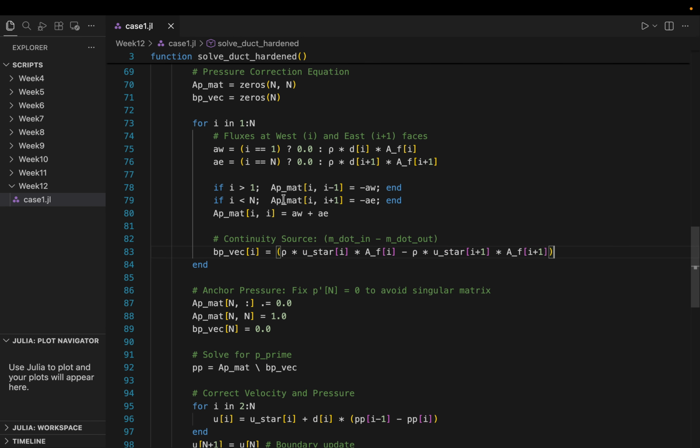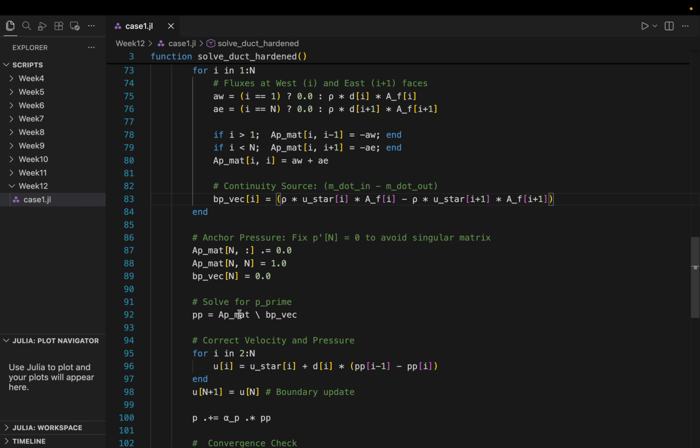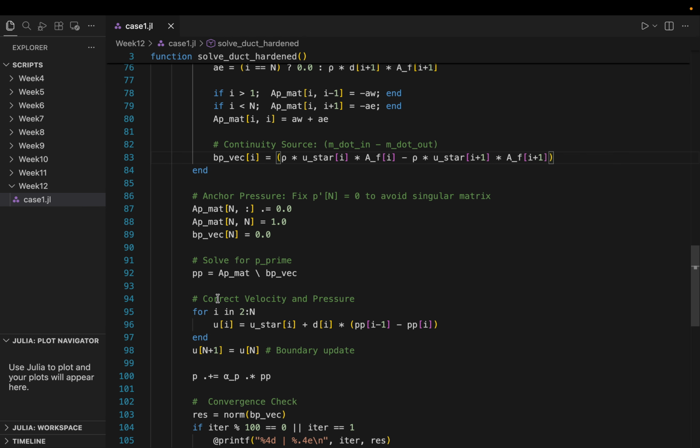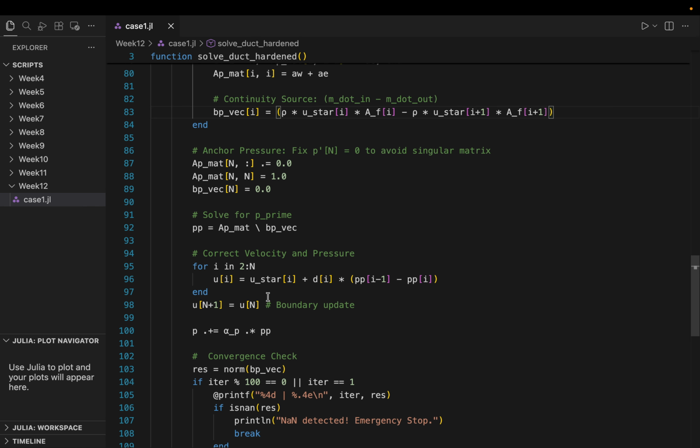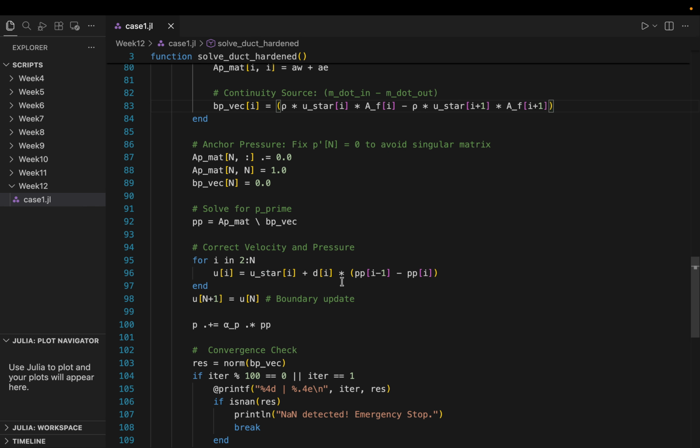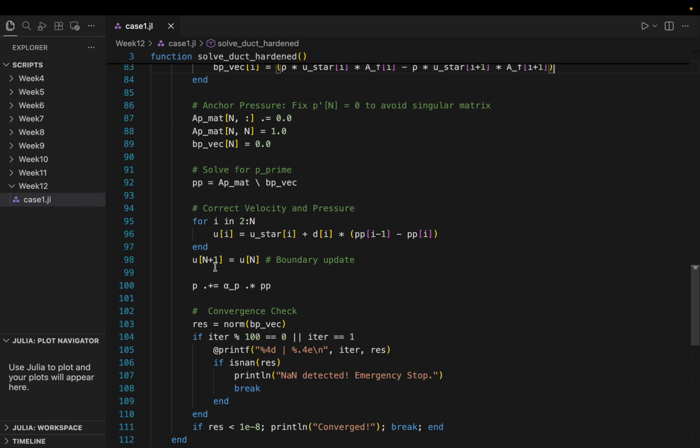Once all we have to do is solve this equation, which is AP by B. This solves a set of equations, and I'll get P prime. Once I have P prime, then calculating U prime is straightforward. It's whatever velocity I have plus this correction value. U star is the previous velocity plus U prime, which is basically di times del P. Del P is Pi prime minus this one. So this gives me the corrected U. And similarly, I can correct my P.